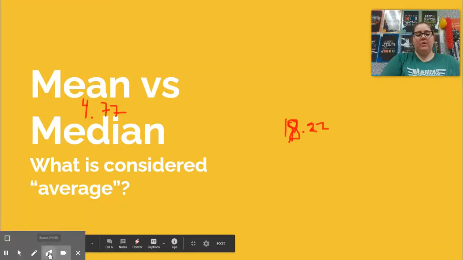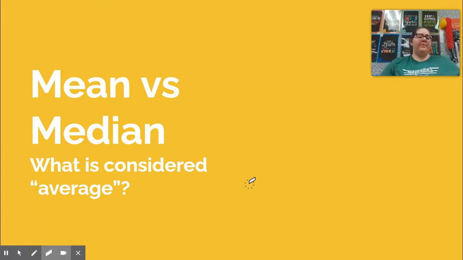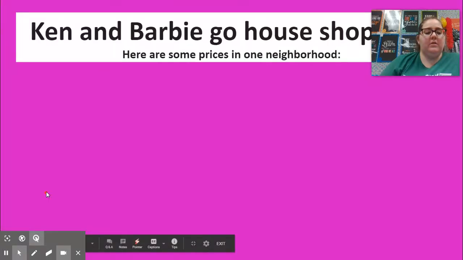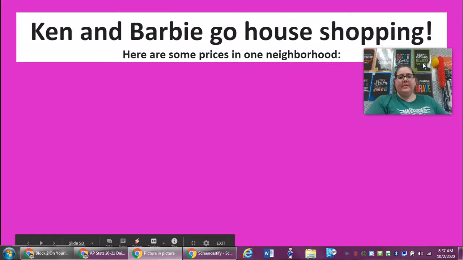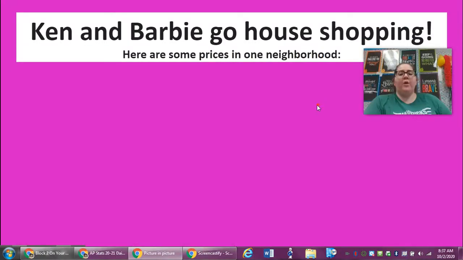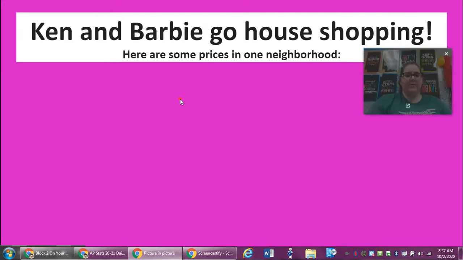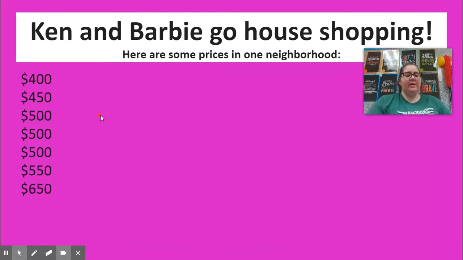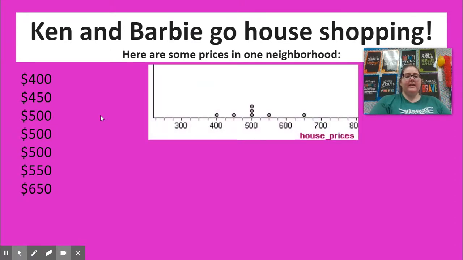So let's talk a little bit about comparing the measures of center and comparing the measures of spread. So mean versus median and what is considered average. So let's say, this is my silly example for today, Ken and Barbie go house shopping. So they're gonna go buy a new dollhouse. Here are some prices for dollhouses in one neighborhood. Right, so these are some fancy dollhouses. Those are the prices. Here's a dot plot of those 7 prices.